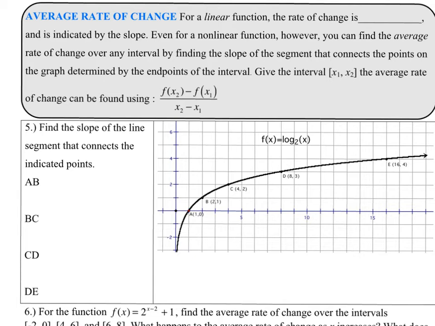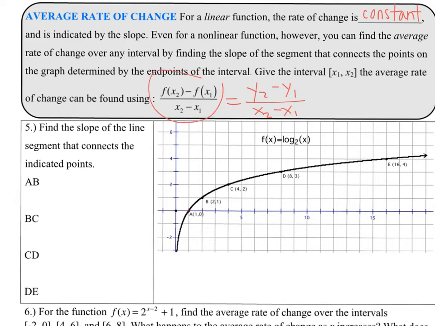Okay, average rate of change. For a linear function, the rate of change is constant, and it's known as the slope. Even for a nonlinear function, however, we can find the average rate of change over any interval by finding the slope of the segment that connects the points on the graph determined by the endpoints of the interval. So given the interval from one x value to another x value, the average rate of change can be found using the slope formula. Remember, this is the same as the slope formula we learned in Algebra 1. We find the difference in the y values divided by the difference in the x values.